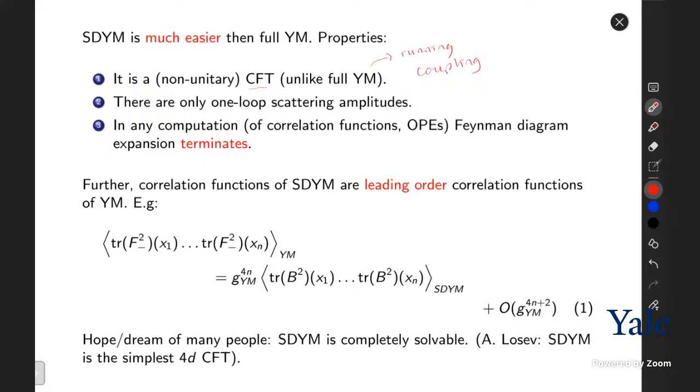When we study QCD, there are scattering amplitudes at every order in the loop expansion, and they quickly become completely intractable. Whereas for self-dual Yang-Mills, there are only one-loop scattering amplitudes, and there's a very nice simple formula for them. Any computation you do in self-dual Yang-Mills, say you want correlation functions, you only ever need a finite number of Feynman diagrams to do it.